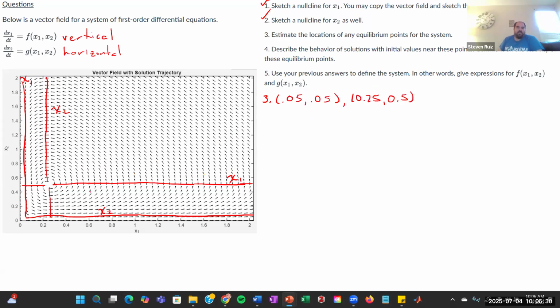Does that x1 line cross any other? That x1 null line is parallel to the other x2 null line. I believe these are the only equilibrium points that I can find. All right, so now, can I talk about the stability at these points?